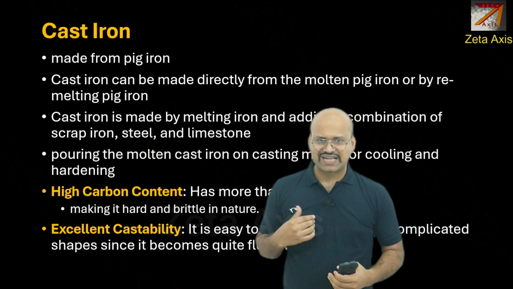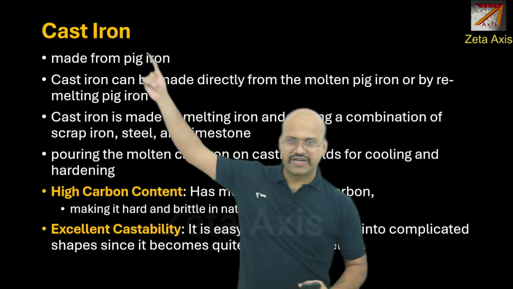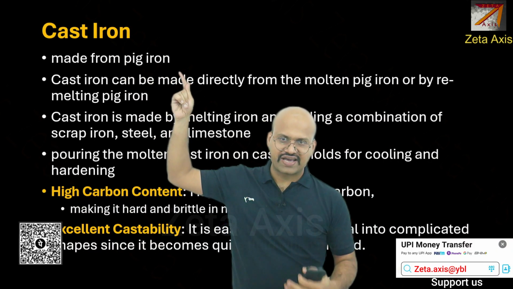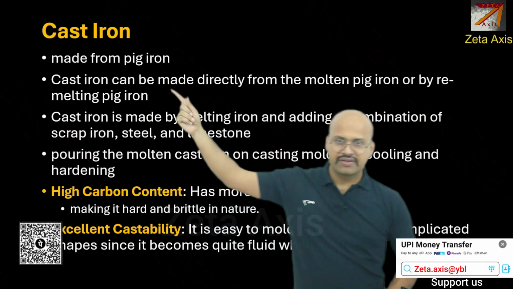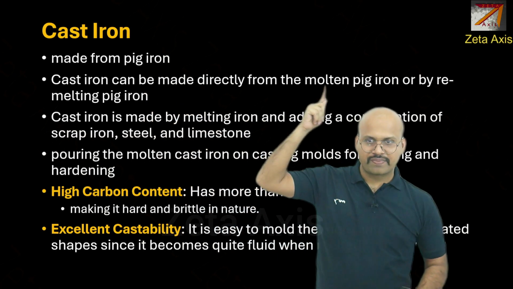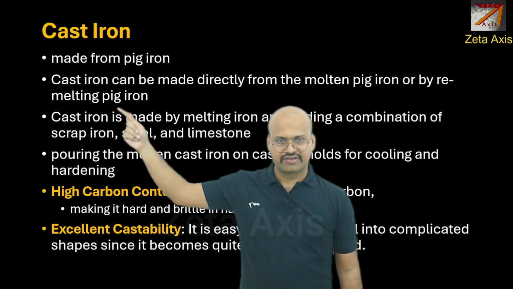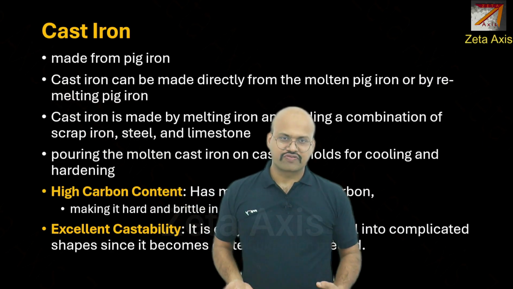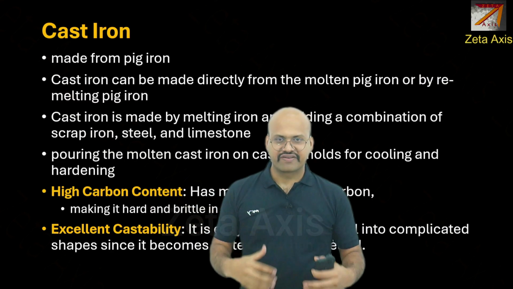Now let's see what is cast iron. We have seen earlier that it is made from pig iron. We have seen how pig iron is produced, and it can be made directly from the molten pig iron or by remelting pig iron. So it can be directly produced from molten pig iron. It can be further refined.